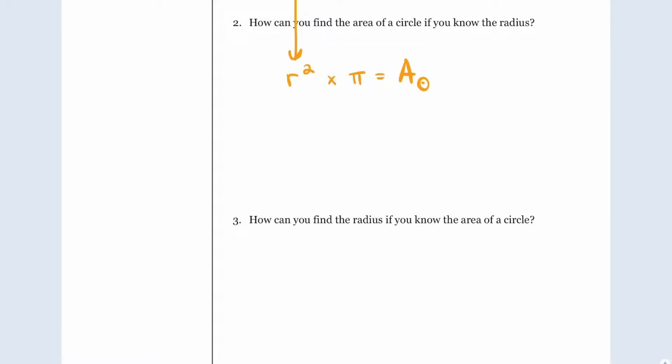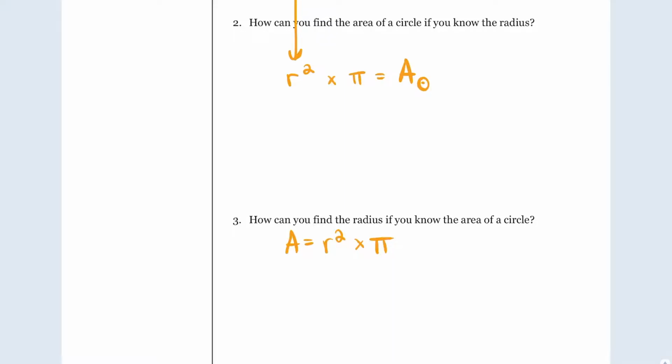So I'm going to rewrite my area equation. Area is equal to my radius squared times pi. Now I want to find the radius from this formula. If I know the area, can I work backwards to find my radius? I need you to think about what variable we are isolating here. Well, we're solving for the radius, so we should isolate r.